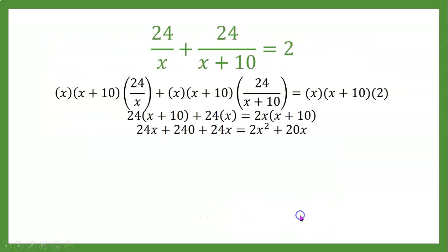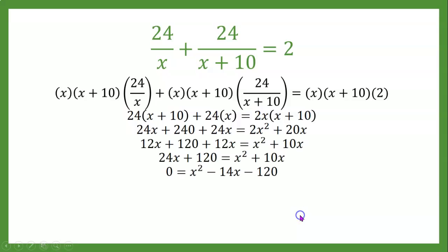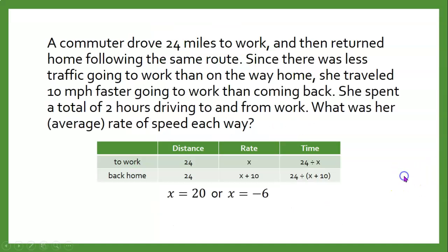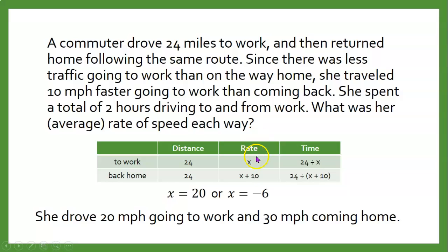Here are the details of solving that equation. We end up with x equals 20 or negative 6, which doesn't really make sense. But then the answer is she went 20 miles per hour going to work, and then 20 plus 10 is 30 miles per hour coming home.